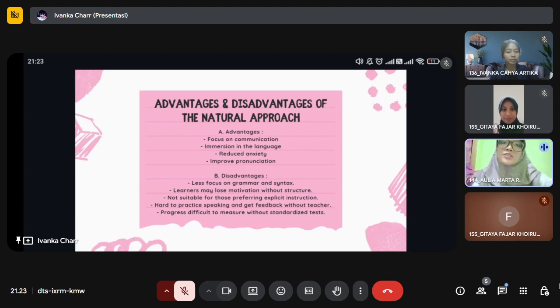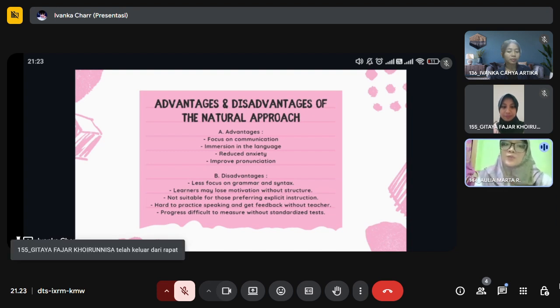However, there are also some disadvantages. This approach pays less attention to grammar and syntax. Without clear structure, some learners may lose motivation. It may not suit learners who prefer explicit rules and instruction. It is also harder to practice speaking and get feedback without a teacher. Lastly, progress can be difficult to measure without standardized tests.